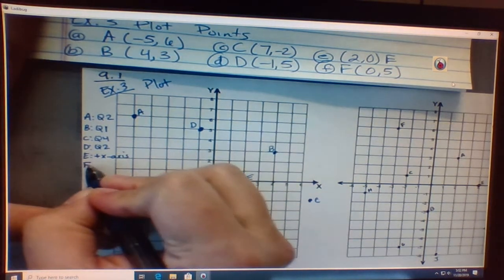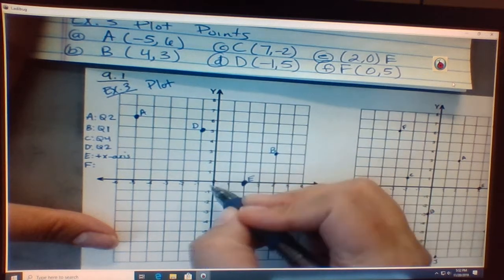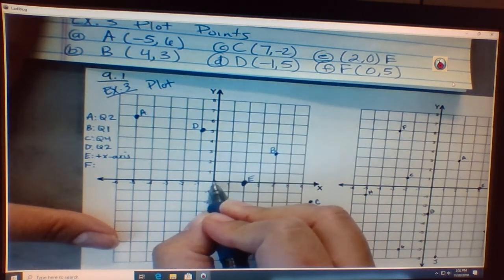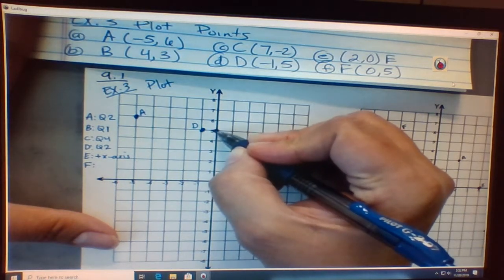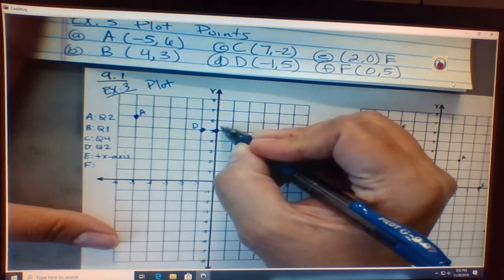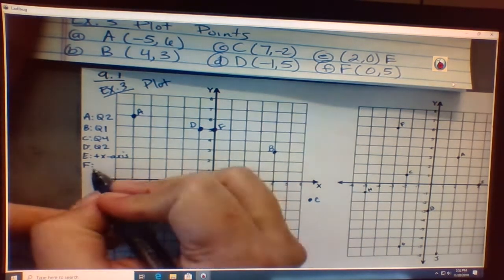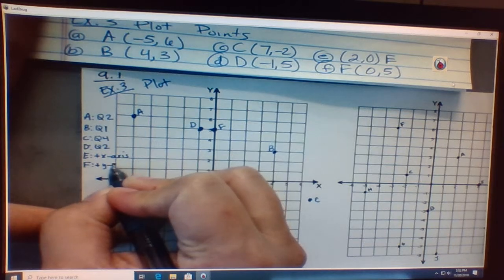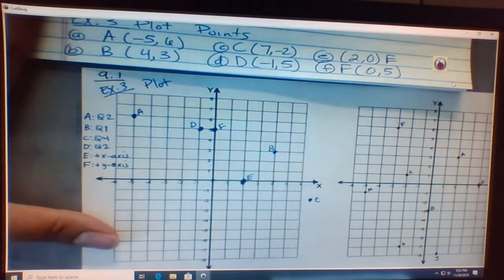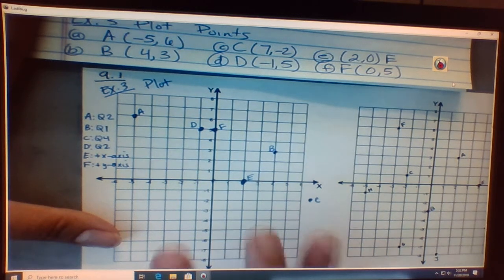And the last point, point F, 0, 5. 0, I don't go sideways. So that positive 5 just means up 5. So this is point F, and point F is on the positive y-axis. So are we okay with the plotting of the points? Yes? Oh, of course. So far.